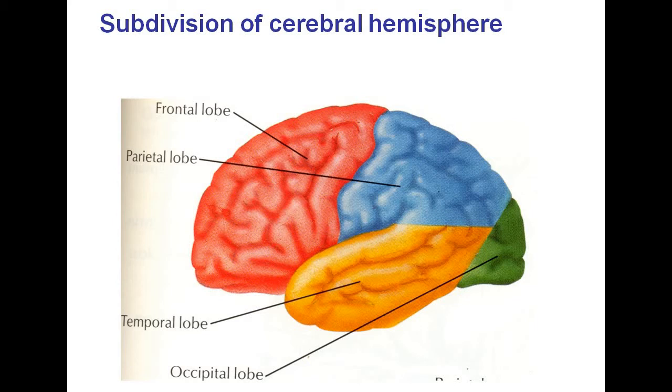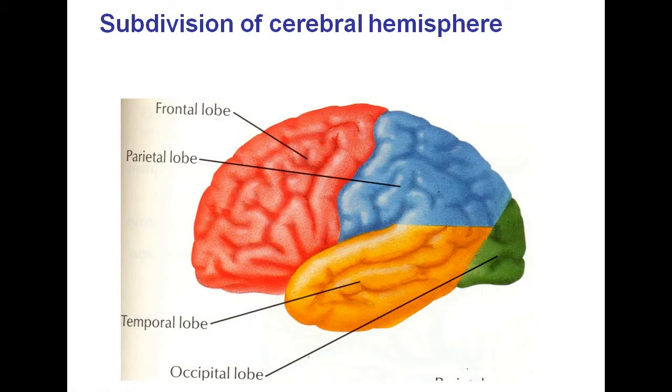So now we'll see what separates the frontal lobe from the parietal lobe. Can you see this here? You've got a depression here. These are called sulci. Depressions are called sulci. Elevated parts are called gyri.